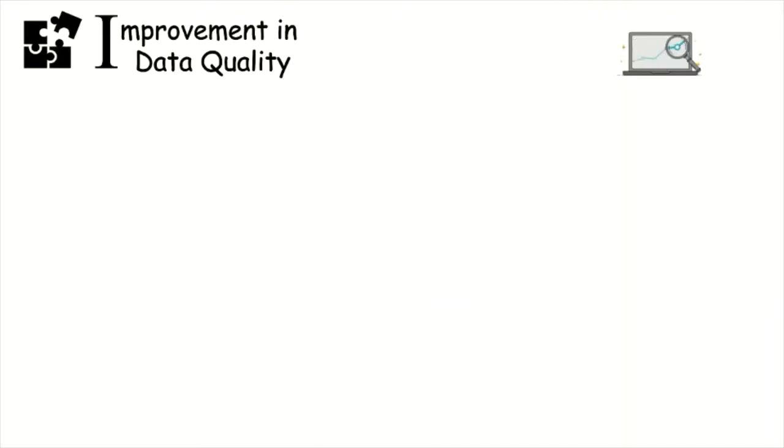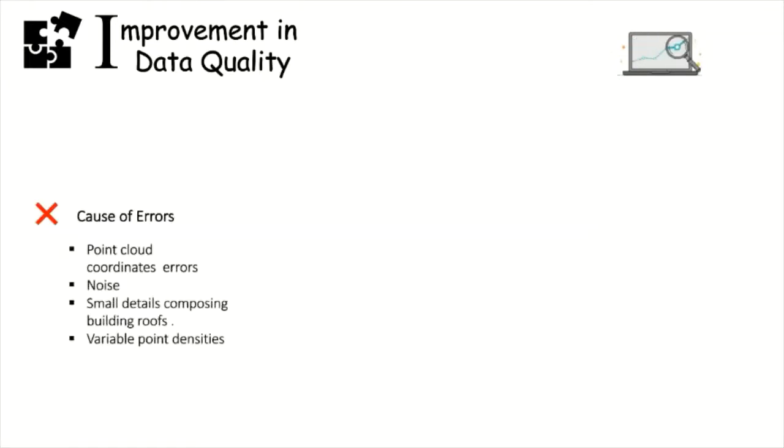Let us see what kind of data quality improvement they are doing. The main cause of error is the calculated plane, or point cloud coordinates which have errors related to position accuracy, artifacts, and multipath.